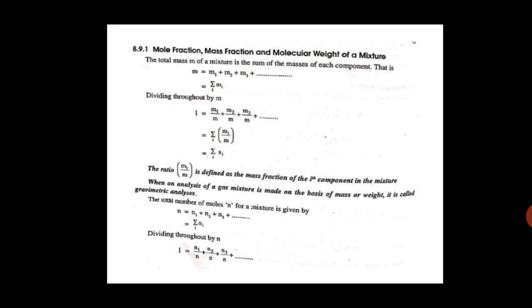Now this was about mass fraction. Now we will come to the mole fraction. The total number of moles in a given mixture is given by N is equal to N1 plus N2 plus N3 and so on. It's equal to summation over i of Ni. Dividing throughout this equation by N, you will get 1 is equal to N1 divided by N plus N2 divided by N, N3 divided by N and so on. That is summation over i of Ni divided by N.